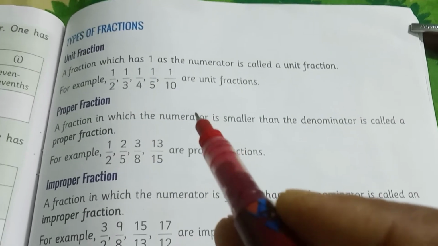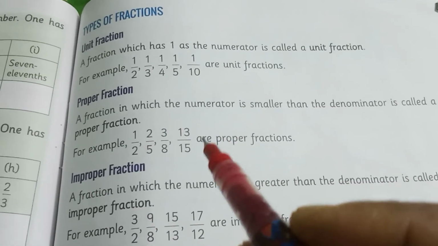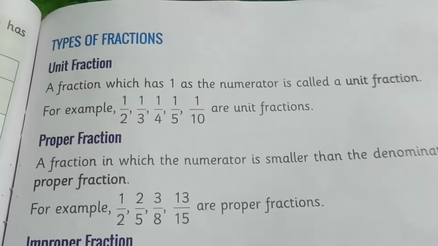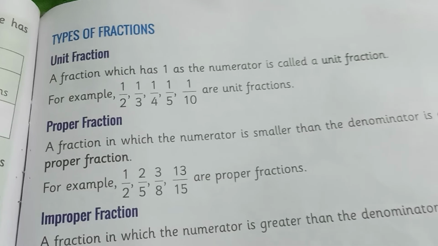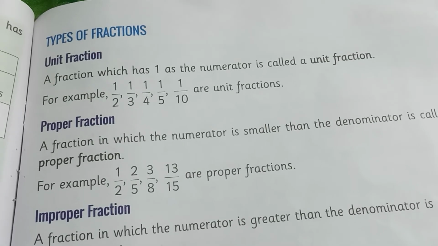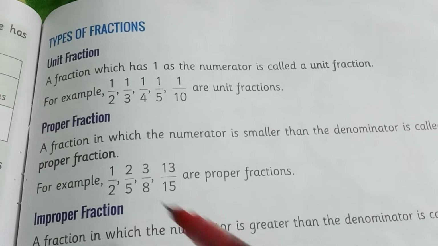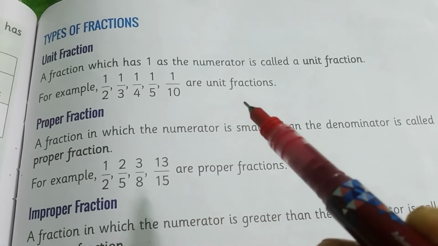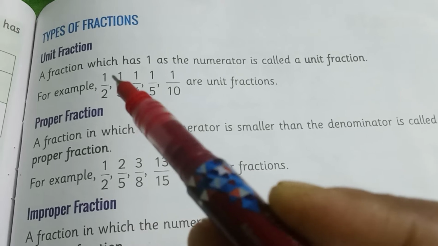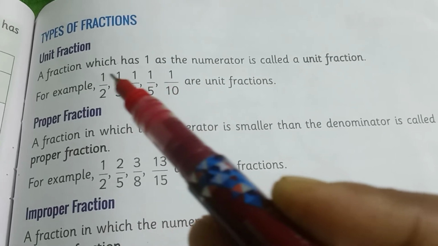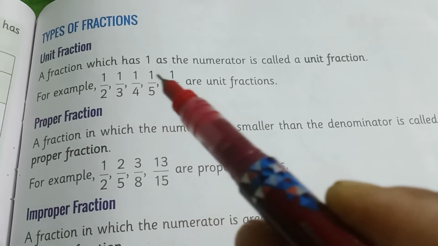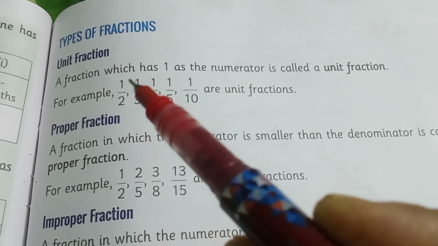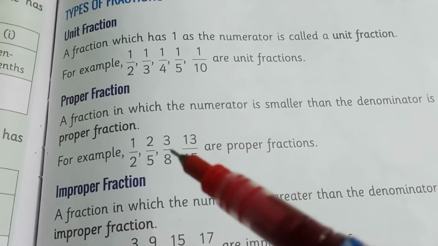So here children, fractions are of different types. The first one I am reading it. You also look at your book. That is unit fraction. A fraction which has 1 as the numerator is called the unit fraction. For example, 1/2, 1/3, 1/4, 1/5, 1/10, etc. So here you may see, children, all are having 1 as the numerator. Okay. So when the numerator is 1 then this type of fraction is called the unit fraction. Clear?